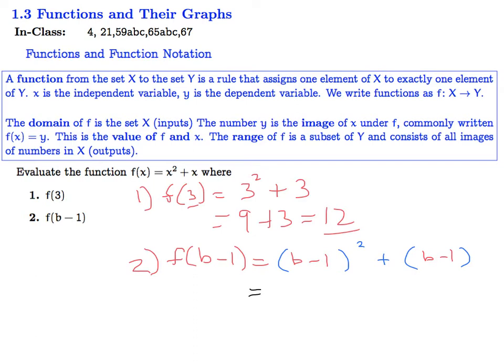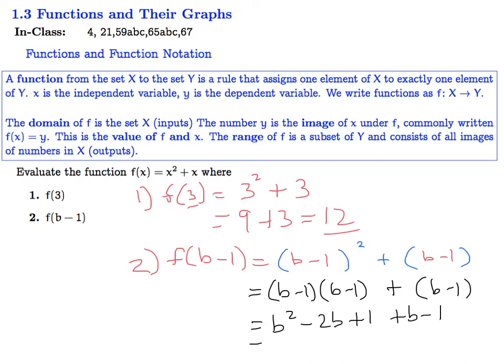So here we remember that b minus 1 squared really means b minus 1 times b minus 1, plus b minus 1. So off to algebra, let's see, b squared minus 2b plus 1, plus b minus 1. And if I didn't screw anything up, this simplifies down to b squared minus b, and I think that's it. Overall, the big thing here is this isn't so bad. All this notation means is you replace all of your x's with b minus 1 or 3 or whatever happens to be in there, and then you go ahead and simplify.